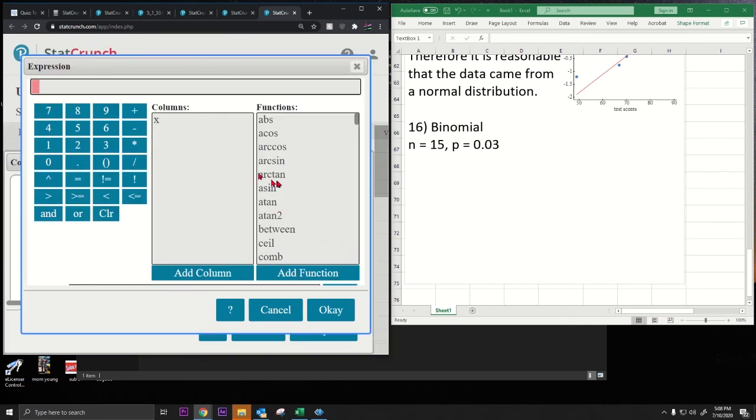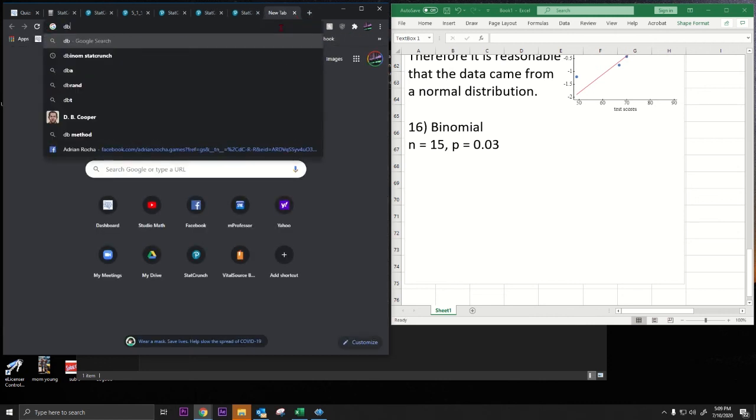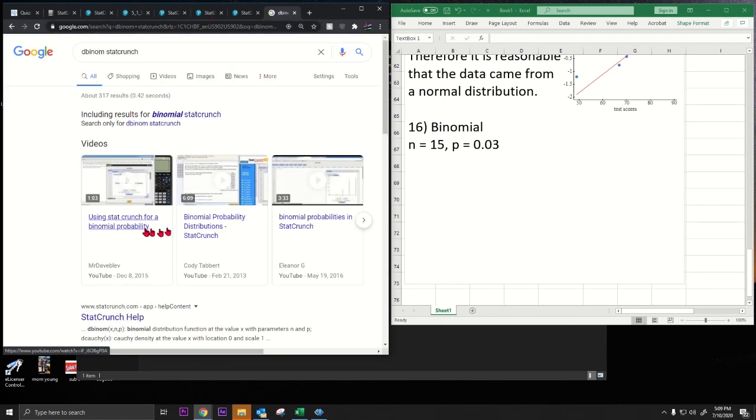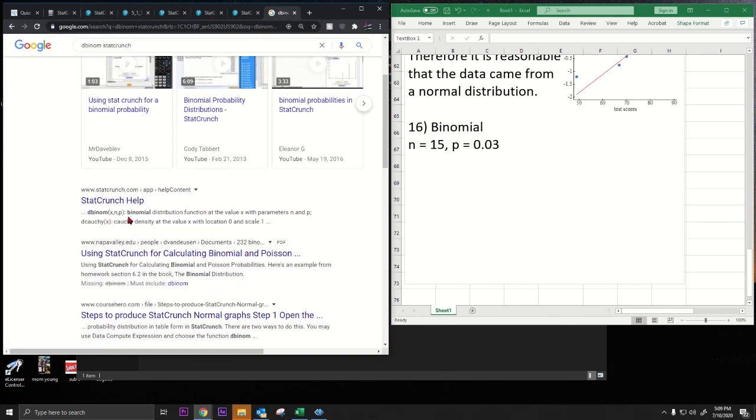If I click here and press D, it'll take me to the D's, and there it is. I'm gonna double click the D binom, and then in here, I gotta remember the notation, don't I? It's probably XNP. D binom StatCrunch notation. It's XNP.